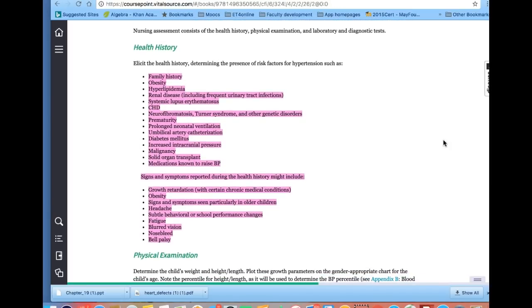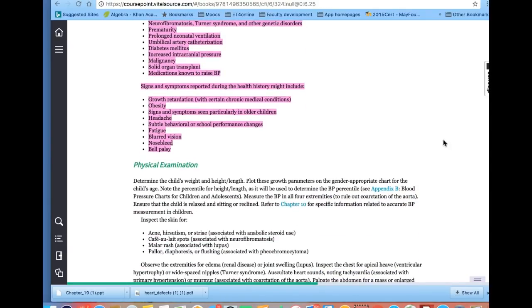Here's the health history that you're going to get. Family history of high blood pressure, family history of hyperlipidemia. If the child is obese, if there has been any renal issues going on, including frequent urinary tract infection, because remember, you can get glomerulonephritis, which can cause high blood pressure as well.